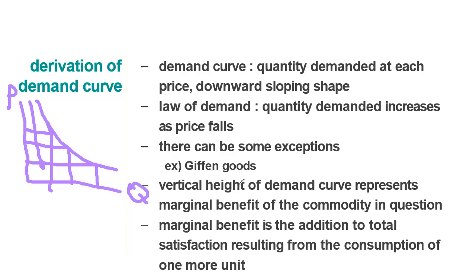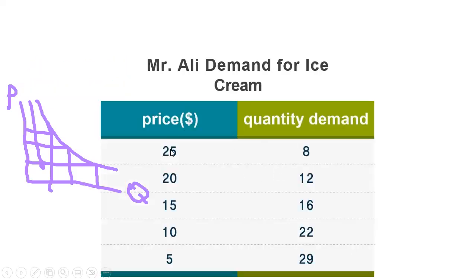The second concept is how we can draw the demand curve with points. We have price and quantity demanded. In this example, Mr. Ali has a demand for ice cream. As price falls, quantity demanded increases. At a price of 25, Mr. Ali demands 8 units. At a price of 20, Mr. Ali demands 12, and so on.